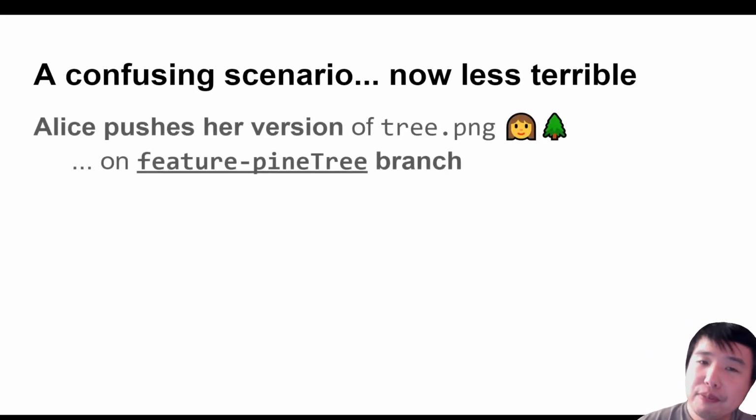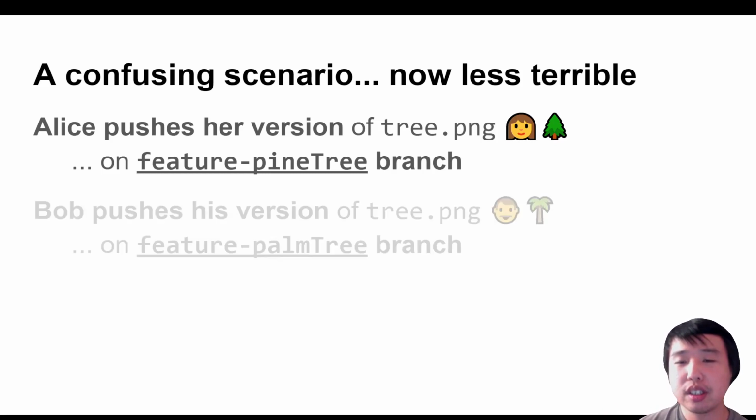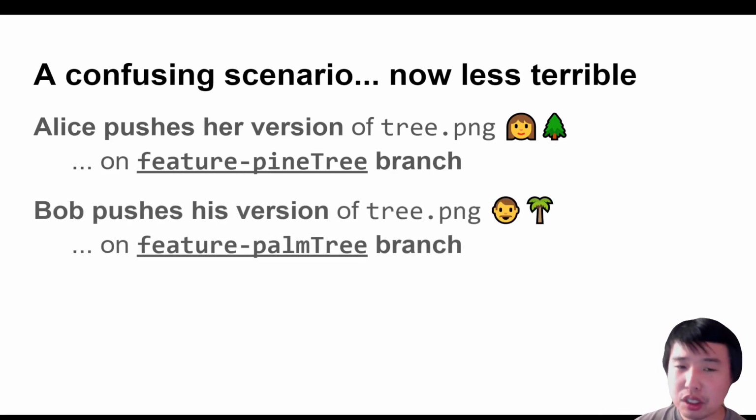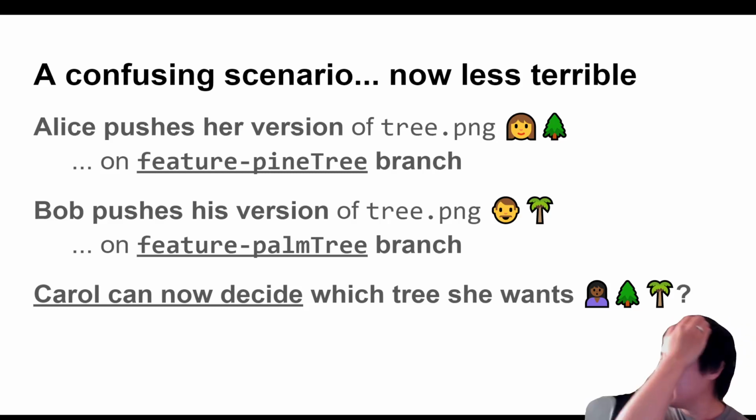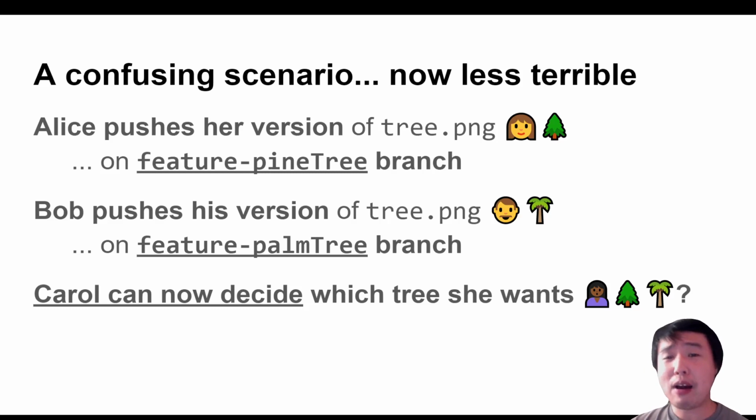So now a confusing scenario is made slightly less terrible. For instance, let's say Alice pushes her version of a tree, but she starts a branch called Pine Tree Branch. And then Bob could push his own version of the tree, and that could be called the Palm Tree Branch. So now, when Carol is pulling other people's work, she can decide, does she want the pine tree better, or maybe the palm tree would work better for her level, right? So that's what's really nice about having different branches.